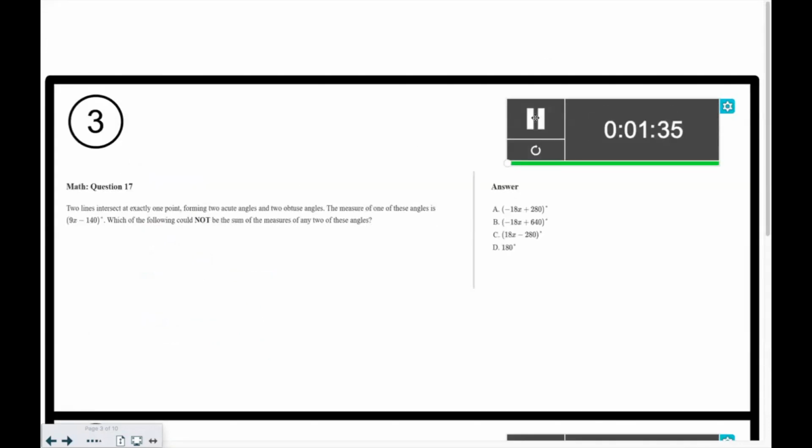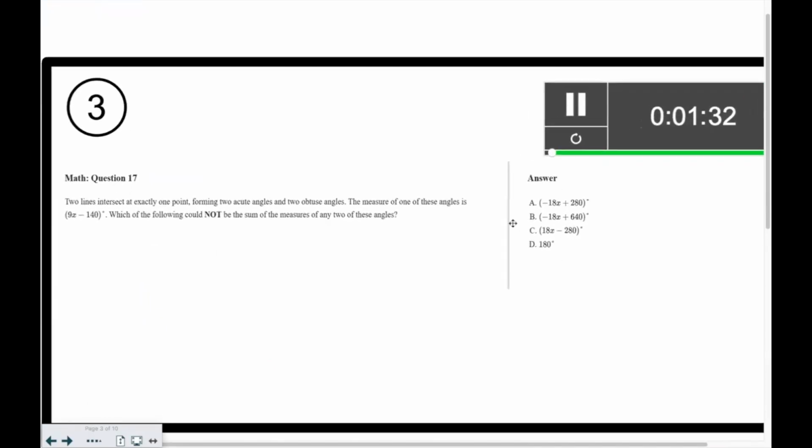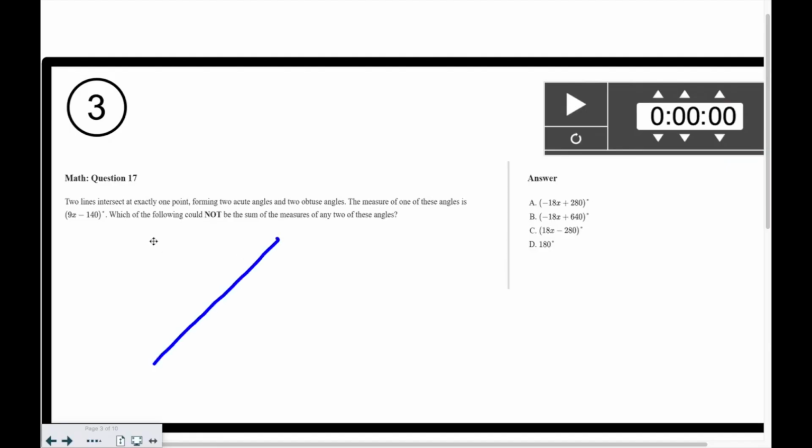All right. Number 3, I'll start the timer. This is a geometry problem. Here we do have the answer choices over here, and I covered up the actual answer. So this one is a pretty challenging geometry problem. We've got two lines that intersect at one point, and the measure of one of the angles is 9x minus 140. Hopefully we know that means this angle over here is also 9x minus 140 because they are vertical angles.